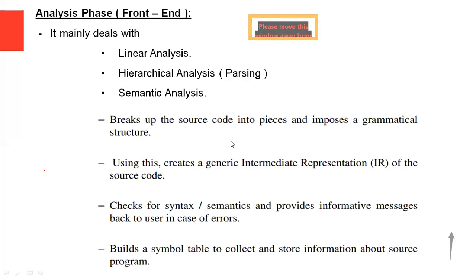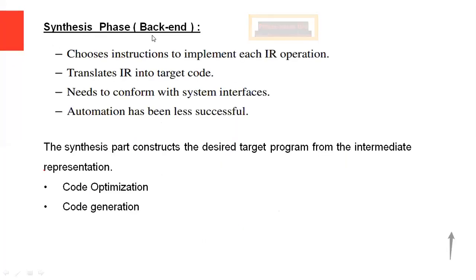Okay, next one. In this synthesis phase, that is the back end, here it chooses instructions to implement each intermediate representation operation. So after getting the result of intermediate code generation, that is given to the code optimization. It chooses instructions to implement each intermediate representation operation, and it translates the intermediate representation into target code.